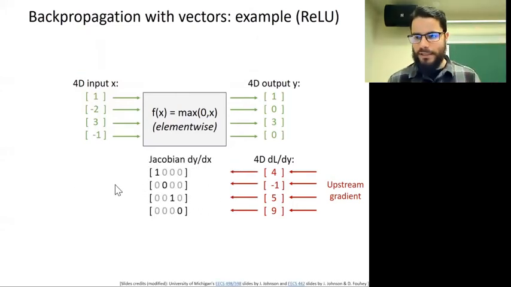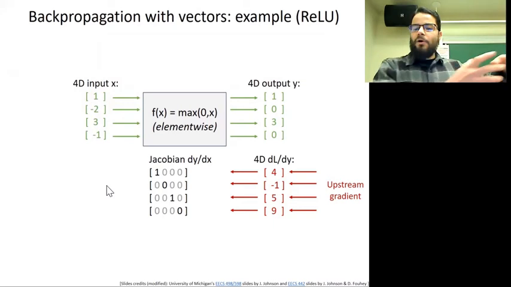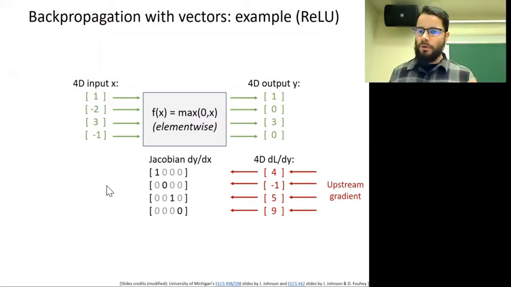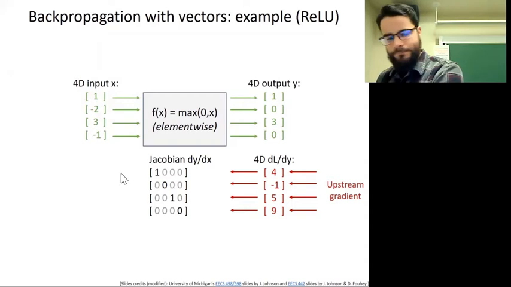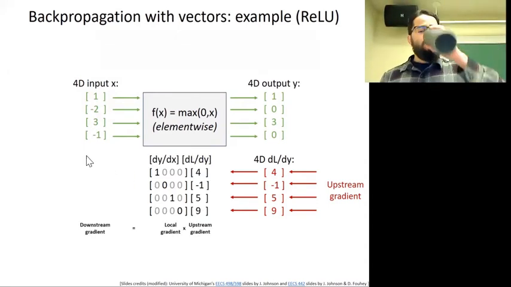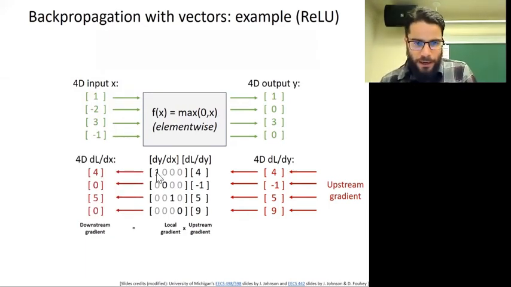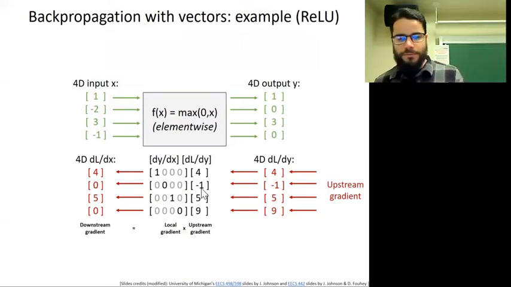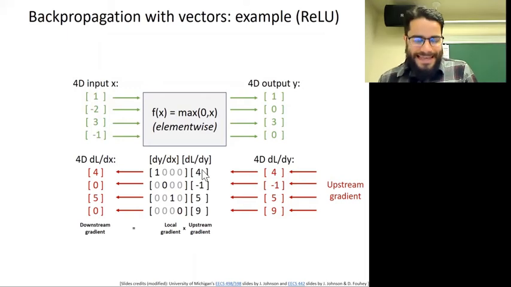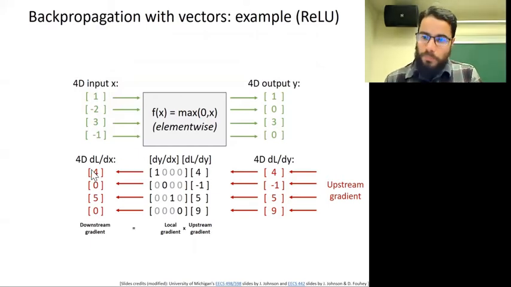So the Jacobian matrix looks like this. What do we need to do to calculate now the downstream gradient? As you know, you just have to multiply the local gradient by the upstream gradient. Very good. So you do this multiplication out, of course, 4 times 1, and then 0 times minus 1, 0 times 5, 0 times 9, and you keep moving on. As you can see in the output, so in the downstream gradient, we have the value of the upstream gradient whenever this input was positive, and we have 0 whenever the input was negative, okay? So that's a very interesting behavior as well.